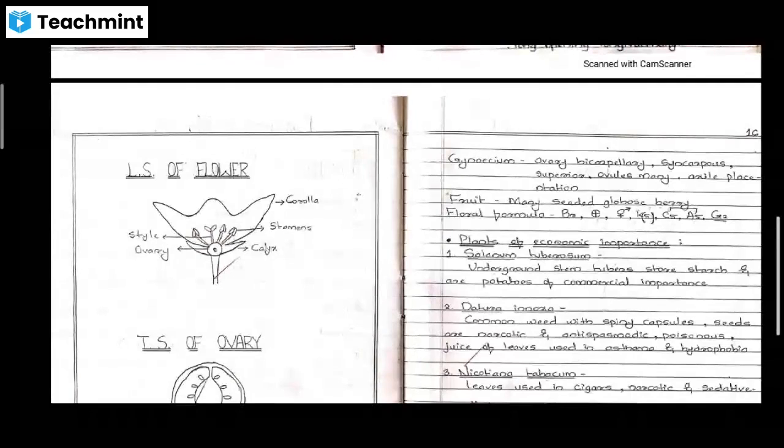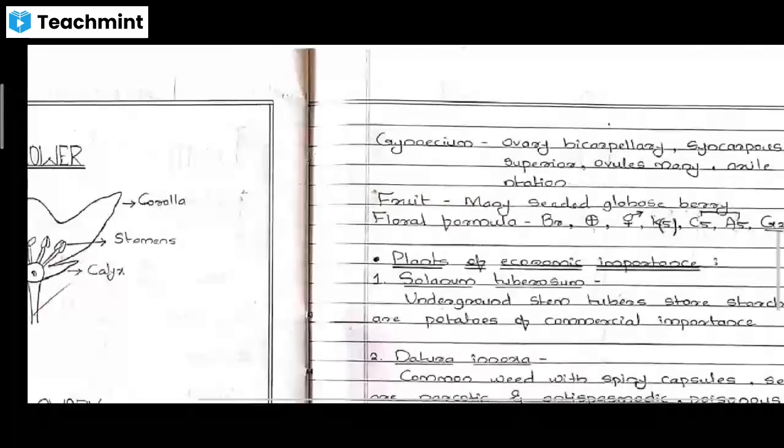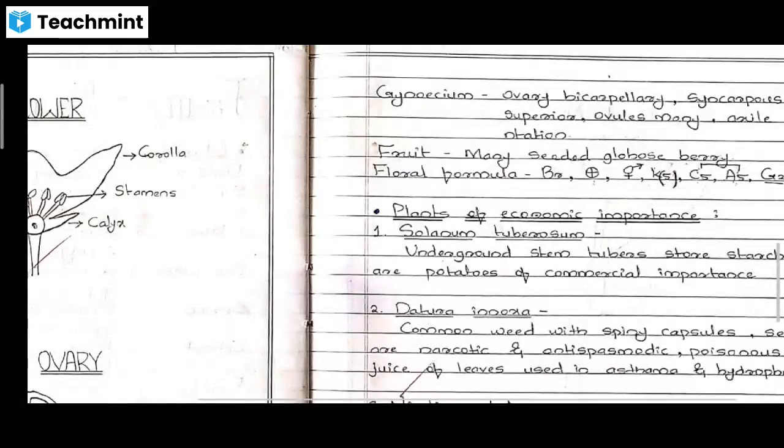Then ovules, many ovules are present and they show axile placentation. They are attached to the axis of the ovary. The fruit is a globose berry, and they are many-seeded. So it is also an identifying character of the family Solanaceae.